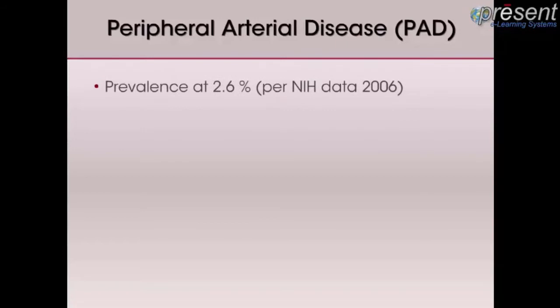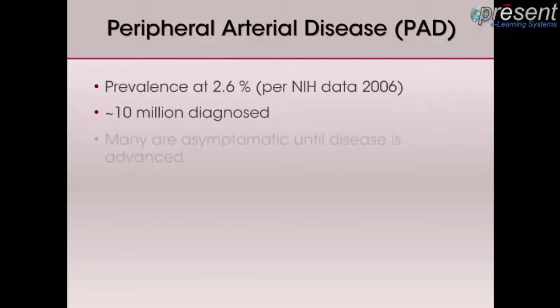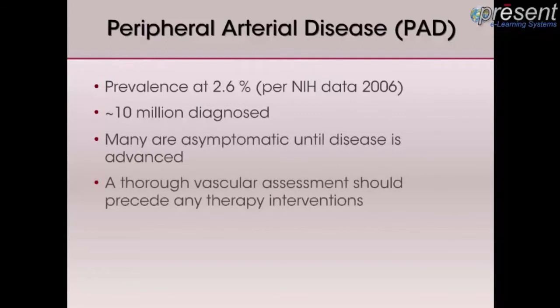According to the National Institute of Health, more than 10 million have been diagnosed with peripheral arterial disease in the United States. There are likely millions more who are undiagnosed. It is essential that a thorough, and by thorough I do not necessarily mean time-consuming, but a thorough vascular assessment should precede any therapy interventions. This includes any therapy that involves compression of the lower extremity.